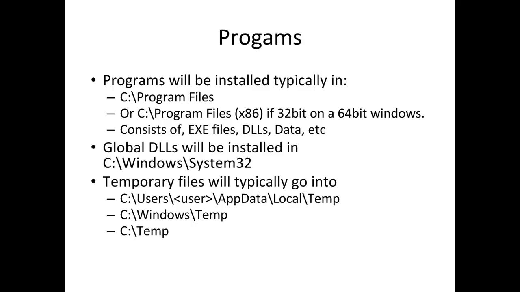There will be some global DLLs, dynamic link libraries. If you're familiar with Unix and Linux, these are shared objects. Sorry, actually, I think that's only Linux that has shared objects. Those will be installed in C Windows System32, so that whatever program has been developed is able to get access to some fairly standard programming interfaces. And then temporary files will typically go into some user directory, so AppData/Local/Temp, or /Windows/Temp, or /Temp.